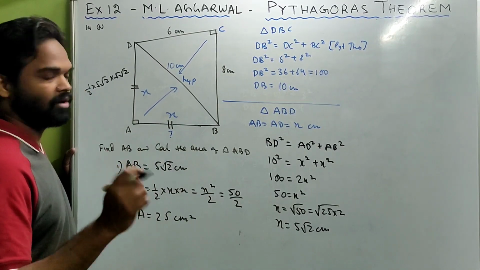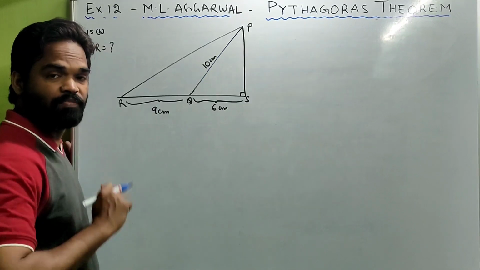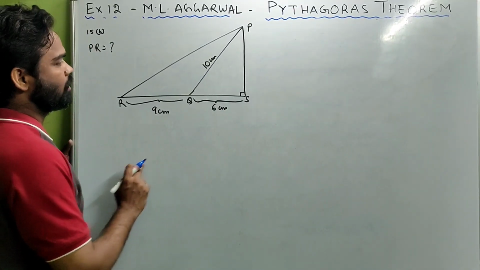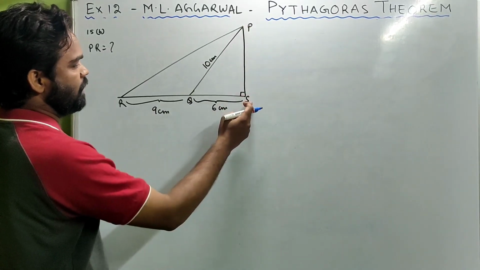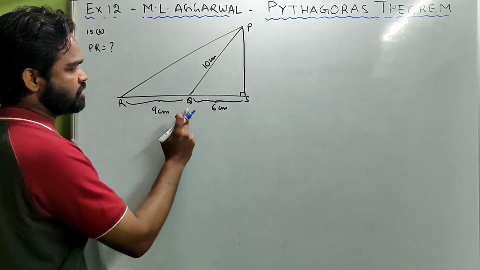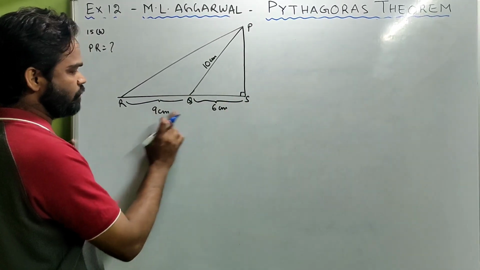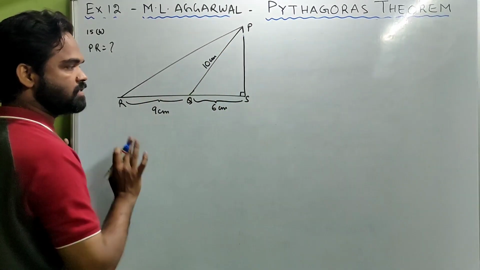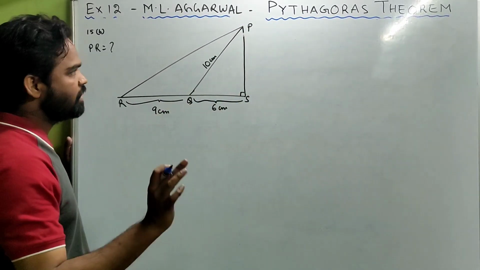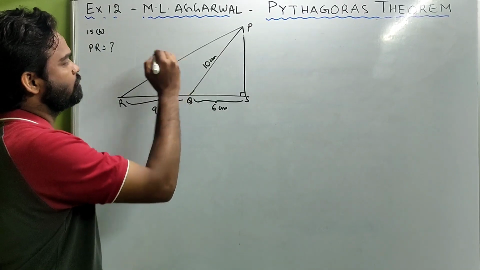Clear? Now let us look at the next sum. Now look at 15b. 15a is pretty easy, you can try it on your own. Okay. Look, they have given a triangle PSR, and Q is a point on RS such that QS is 6 centimeter, RQ is 9 centimeter, PQ is 10 centimeter, and angle PSR is 90 degree. They have told us to find PR.